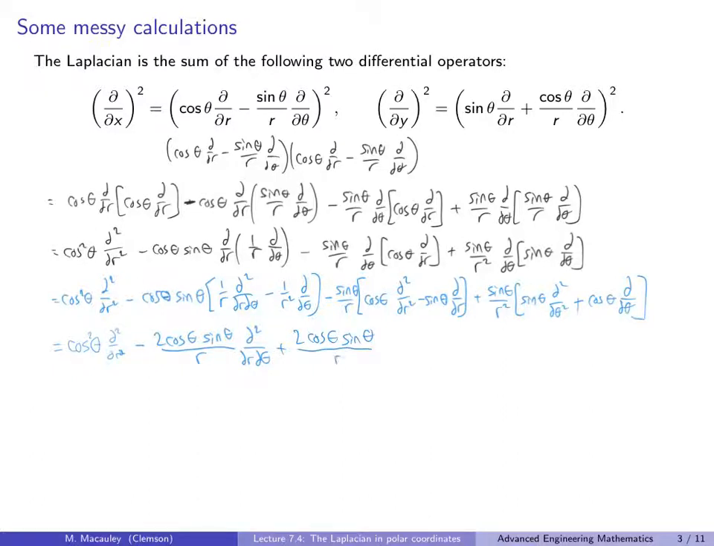I think you're going to be surprised. Over r squared times d theta. Then what else was there? There's a sine squared of theta here. So sine squared of theta over r. So that's a plus sine squared of theta over r times dr.